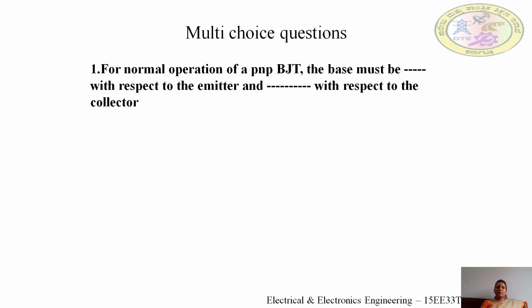So let me take you through a few multi-choice questions related to this session. The first question is: for normal operation of a PNP transistor, the base must be dash with respect to the emitter and dash with respect to the collector. It is related to the biasing.